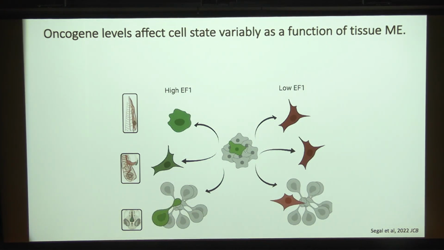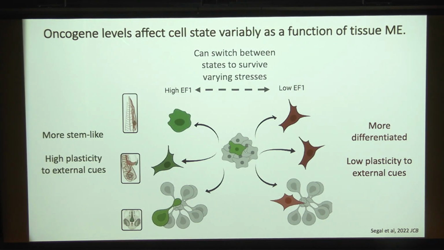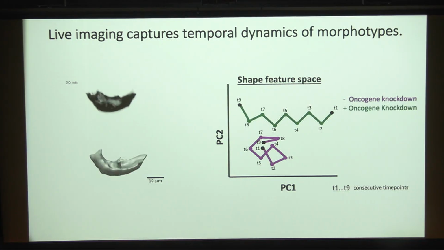So that led us to a model where we think the high oncogene-expressing cells are more stem-like, but also more able to respond to external cues because they're more plastic, while the low oncogene-expressing cells are in a more differentiated state and less plastic. And we really think it's the ability of cells to sample all these different states, which enables their context-specific adaptation.